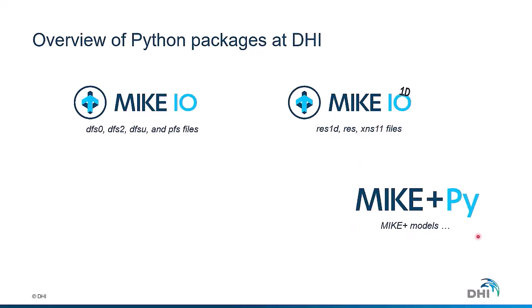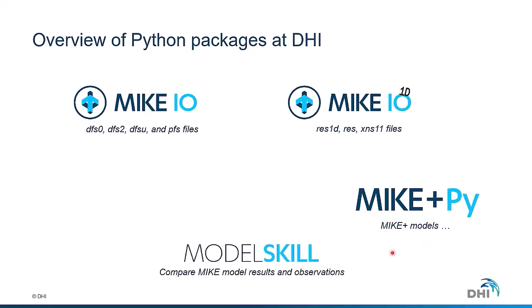Then we have mikeplus-py. That, of course, is for working with MIKE+ models, running them, changing the database, etc. Then we have a package called ModelSkill. This one you can think of as a great use case for calibrating models. So you can compare the results of your model to an observation and calculate different fit metrics.